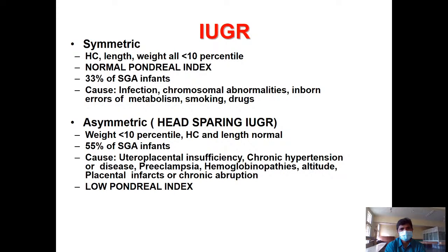When the insult happens in the later part of the pregnancy, towards the third trimester, you have an asymmetric IUGR or head sparing IUGR, where only the weight is affected. The weight remains less than the 10th centile, whereas the head circumference and length remain normal. So 55% of SGA babies usually have asymmetrical IUGR, and these babies have a low Ponderal index. The causes for asymmetrical IUGR are uteroplacental insufficiency, preeclampsia, placental impacts. So these are the causes for asymmetrical IUGR.